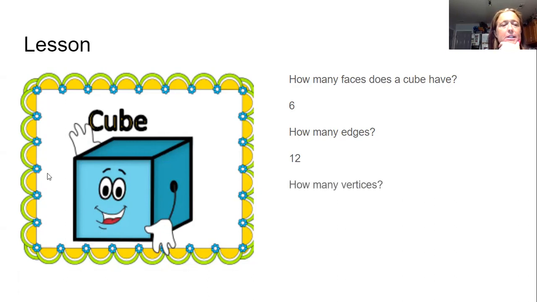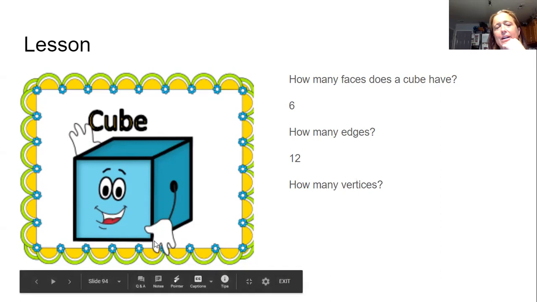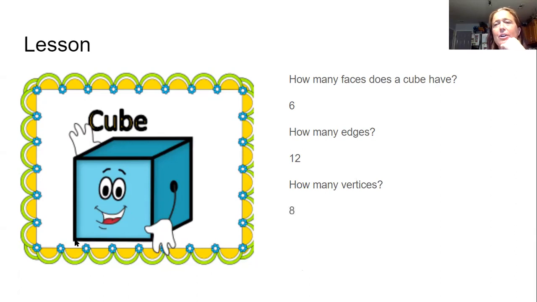How many vertices? Remember, that's these points right here. So it's 1, 2, 3, 4. Keep counting. 5, 6, the one in the back we can't see, 7, and the one here, 8. So there are 8 vertices.